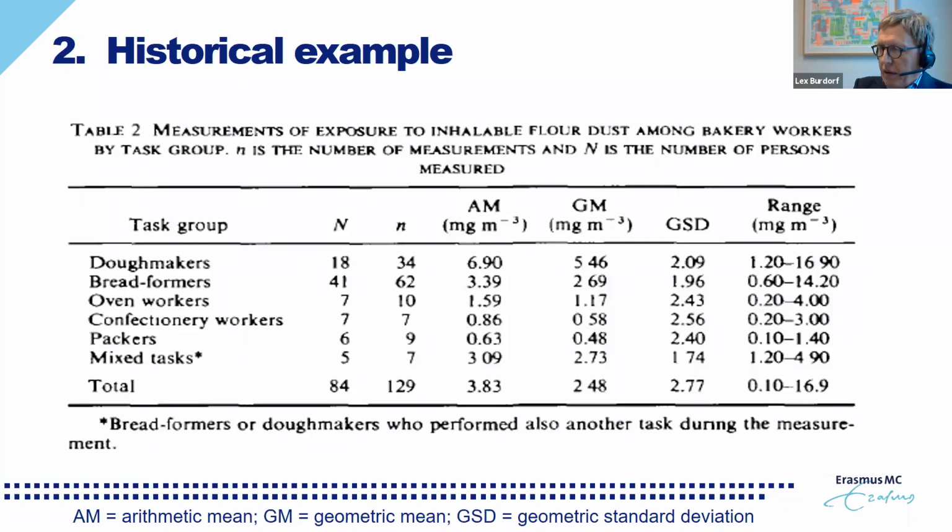The arithmetic mean was not nicely distributed, not normally distributed. So we also calculated the geometric mean and the geometric standard deviation, and they showed quite a high distribution, I would say, if you look at the range. For the dough makers, we had one measurement that was 1.2, and we had another that was 16.9. So there is a lot of variation within the same task group. On average, the dough makers are the highest exposed, but there is a huge variation within dough makers.